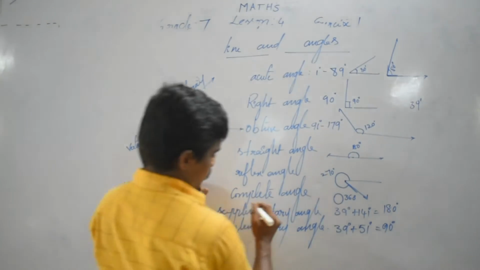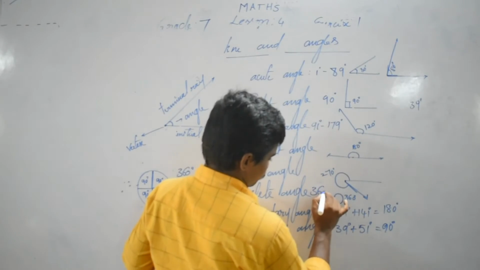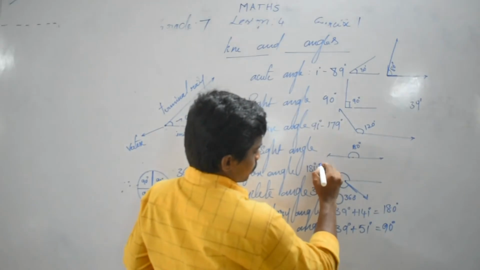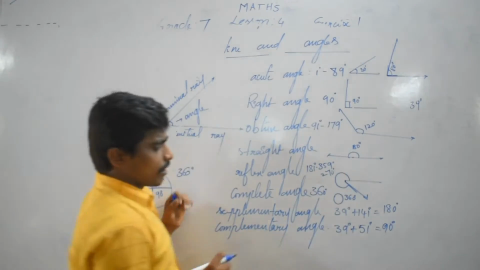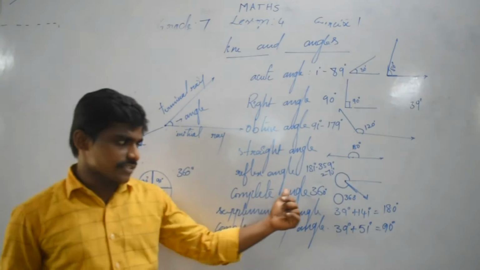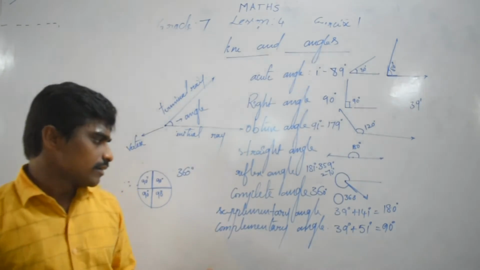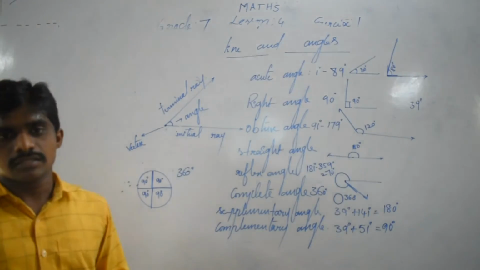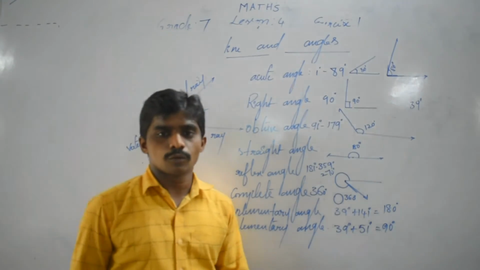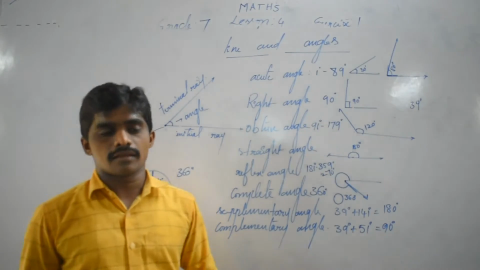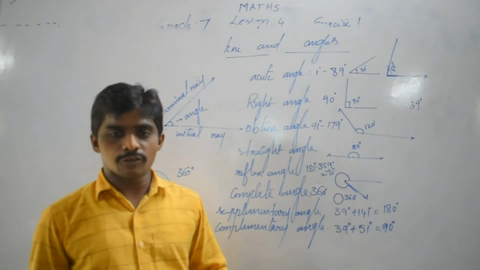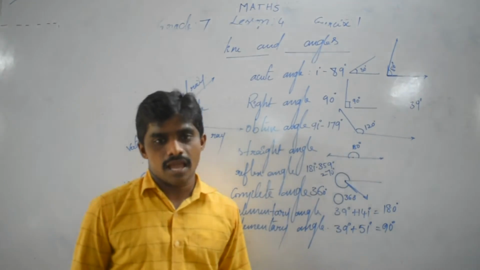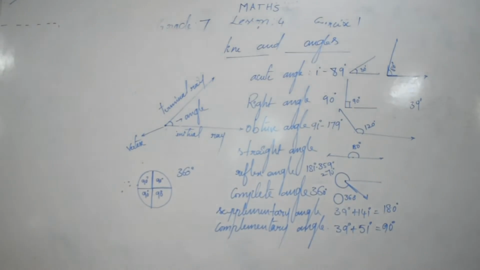So here complete angle is 360. Reflex angle is 181 degrees to 359 degrees, we call a reflex angle. 360 degrees we call a complete angle. Supplementary angles, that is the definition: the sum of two angles is equal to 180 degrees. Those two angles we call supplementary angles. Complementary angles: the sum of two angles is equal to 90 degrees. Those angles we call complementary angles. Next one, exercise 1.